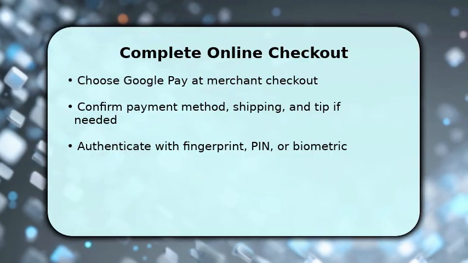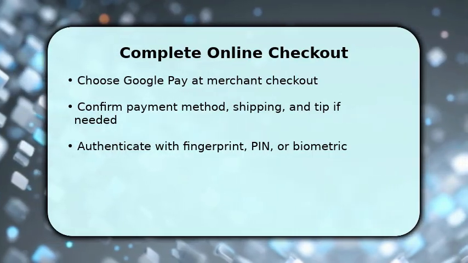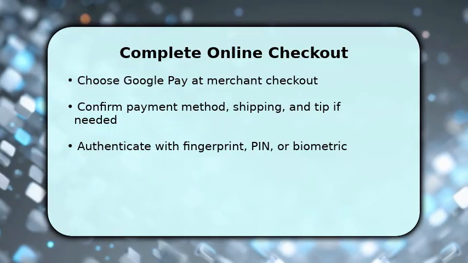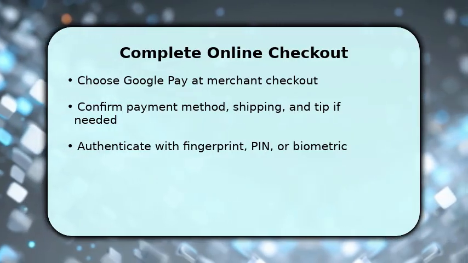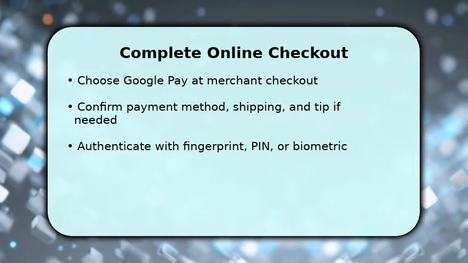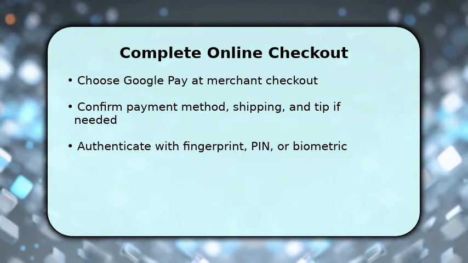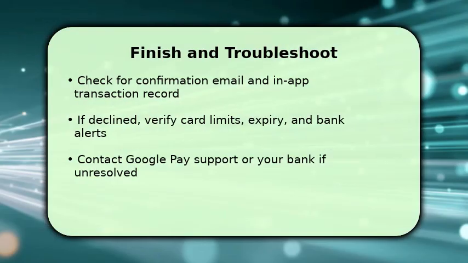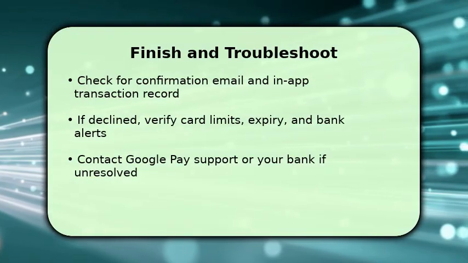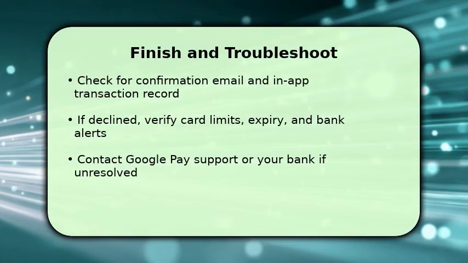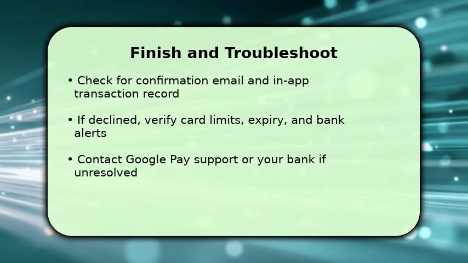Then authenticate the payment using fingerprint, PIN, or face recognition so the merchant receives an authorization token. Once authorized, wait for the confirmation screen and copy or screenshot the order number if you want a quick reference. After payment, check for both the merchant confirmation and Google Pay transaction in the app. This double check confirms settlement.